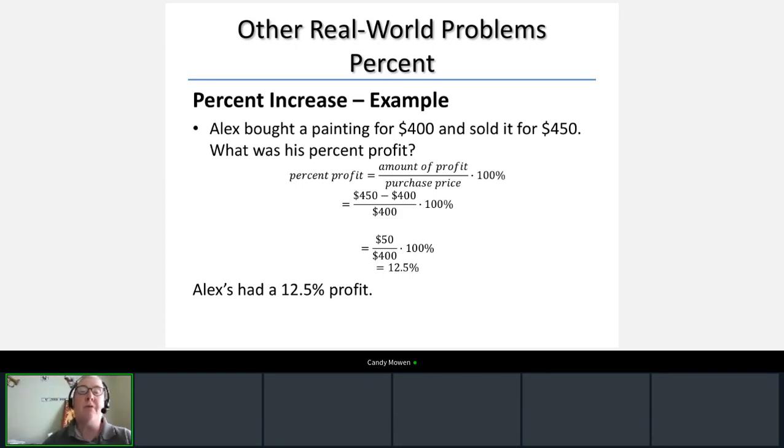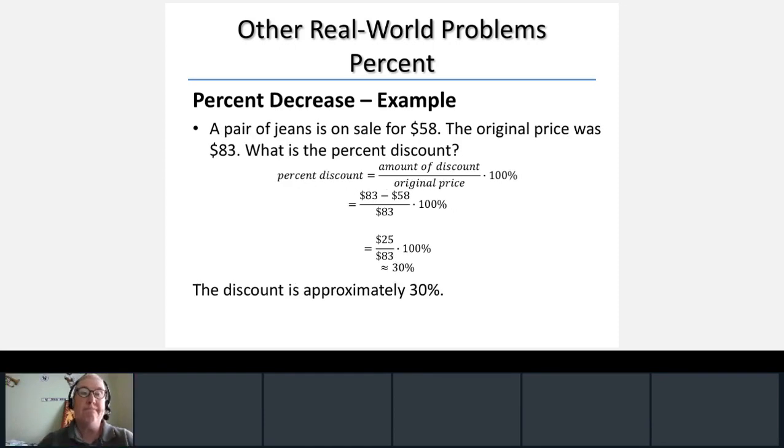Alex bought a painting for $400 and sold it for $450. What was his percent profit? We use our formula. It's the amount of the profit. So it's what he sold it for, $450, minus the original $400, divided by the original price, $400, times 100. 50 over 400 times 100 is 12.5%. That was Alex's profit.